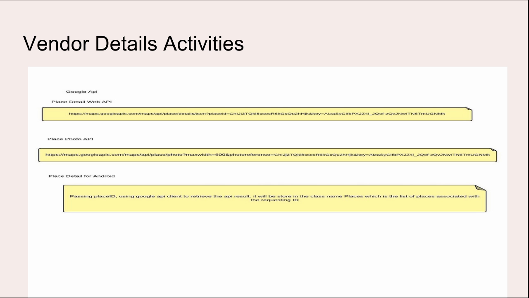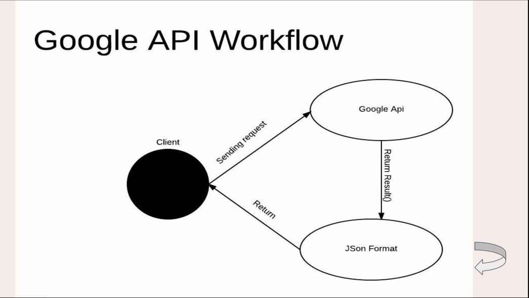I have coded the API in Android Studio, so I have to pass in the Place ID and use the Google API client to get the result and automatically save it back into the data class. So this is a basic workflow for the Google API. The client sends a request to the Google API and the result is returned in JSON format, and it returns back to the client.